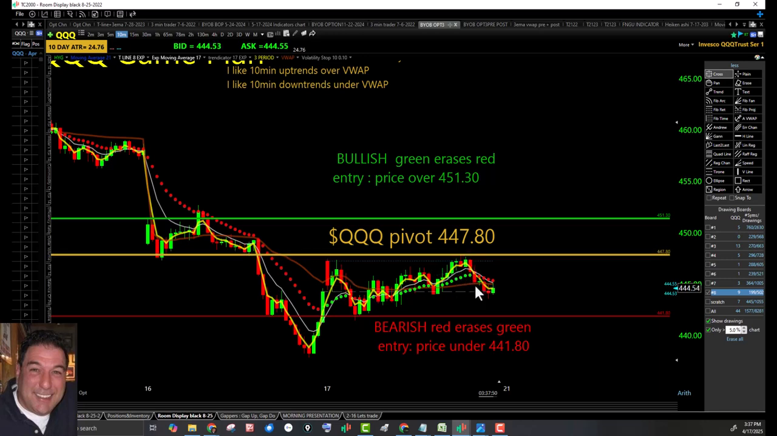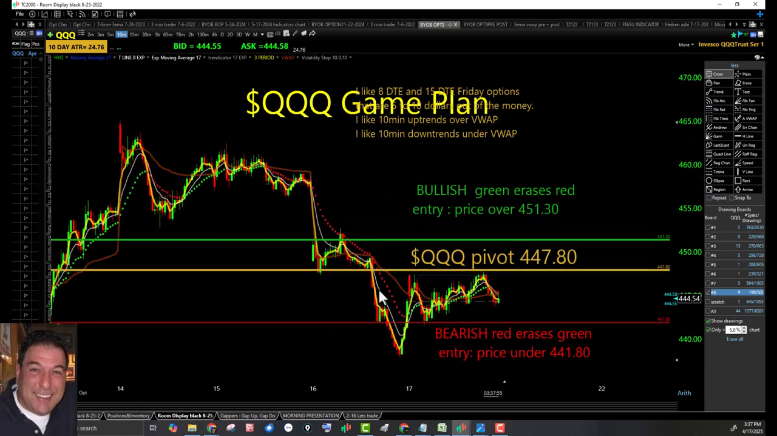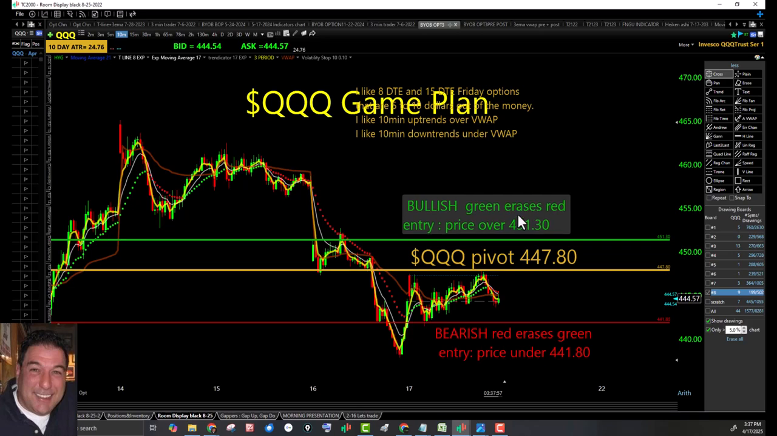So you just chopped around in this little mini bull flag inside of a giant bear flag right there. Bullish, green erases red, over 451.30 never even came into play, since we didn't even breach the pivot.